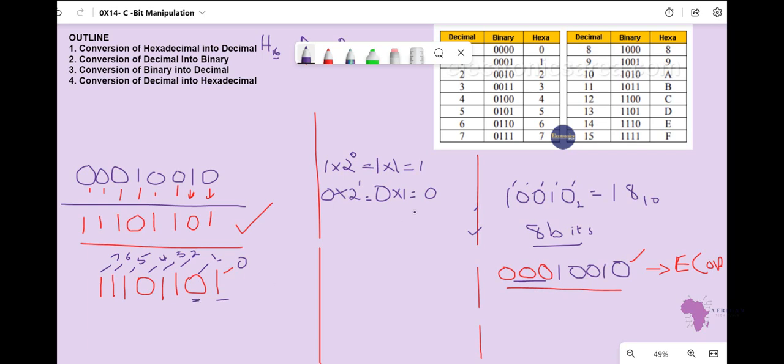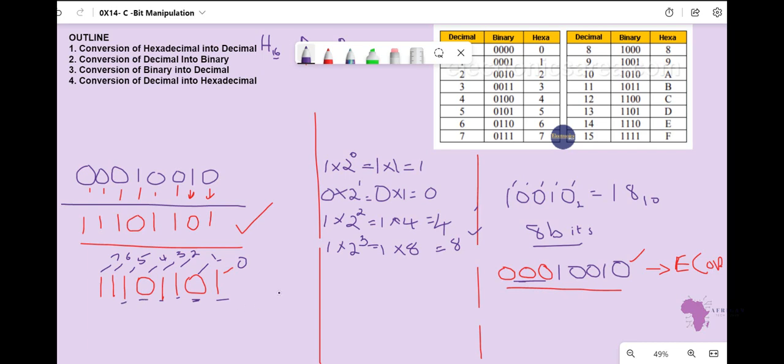So there's no need for this one. Let me calculate this other one. I'll say 1 multiplied by 2 raised to position 2, which is like saying 1 multiplied by 4, which will give us 4. Let's come to this other one, that is position 3. So 1 multiplied by 2 raised to 3, which is like saying 1 multiplied by 8, which is equivalent to 8.